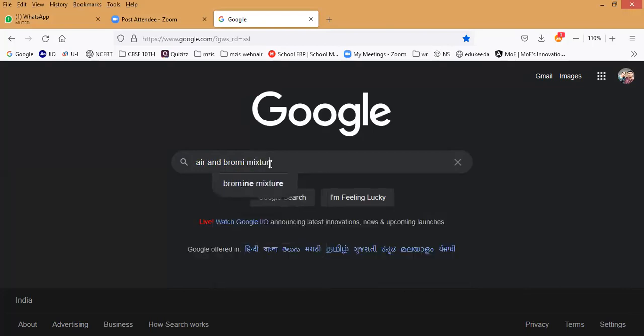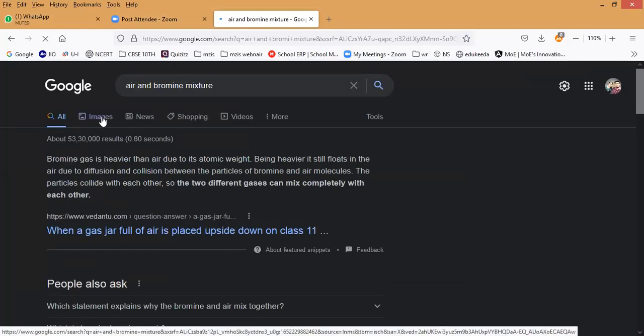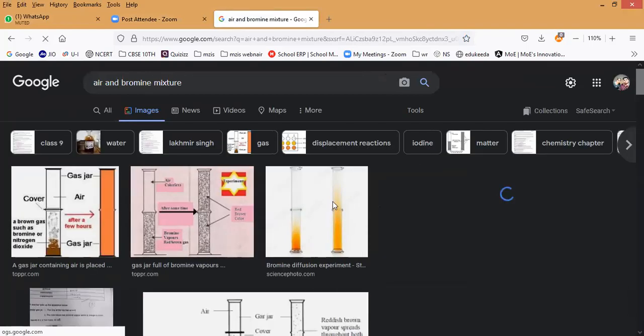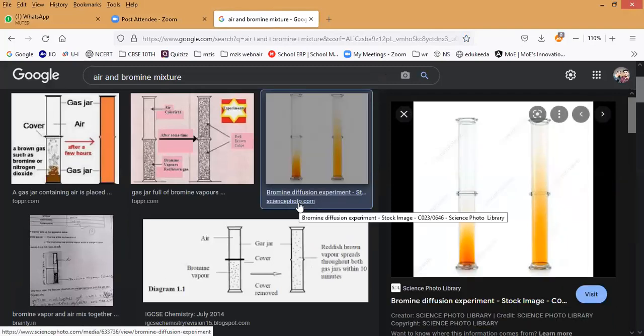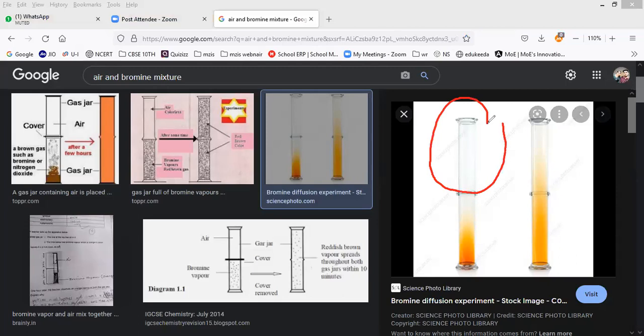So practically, usually we have to do the experiment also. It is the bromine mixture. So now if you notice it here, this is the experiment which we will do, the bromine diffusion experiment. Now you can see, guys, what is the upper cylinder here? You can notice it's a transparent one. What is the cylinder filled with, guys? It is filled with air.